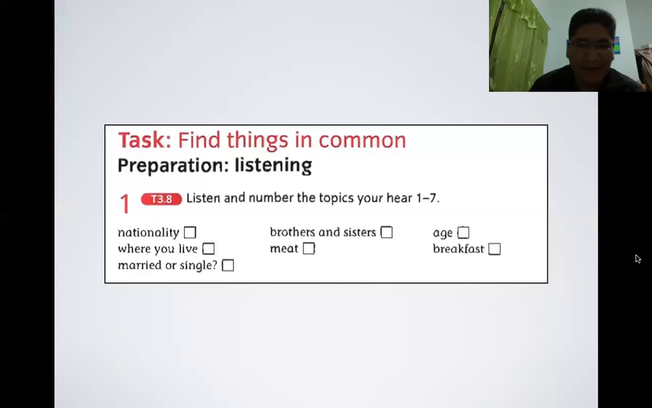Okay, we finish this listening and we are going to see the answers. So remember, breakfast is number 1 and age is number 2. Let's continue and check this. Breakfast 1, the topic breakfast. The topic age, this is number 2. The topic married or single, this is number 3, yes. Number 4, meet. Number 5, where you live. Nationality is number 6 and brothers and sisters is number 7.